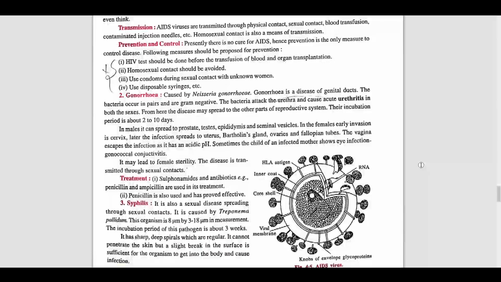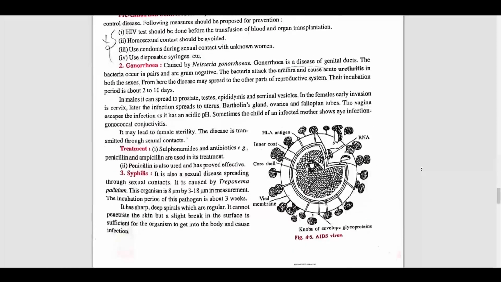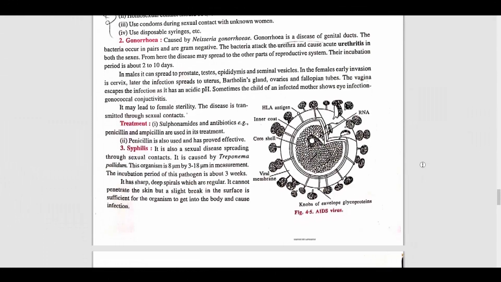Now we'll talk about gonorrhea, your next disease. Gonorrhea is a disease of the genital duct. The bacteria occur in pairs and are gram negative. The bacteria attack the urethra and cause acute urethritis in both sexes. The incubation period of this disease is 2 to 10 days, and the disease may spread to other parts of the reproductive system. We also have treatment, as you can see here.